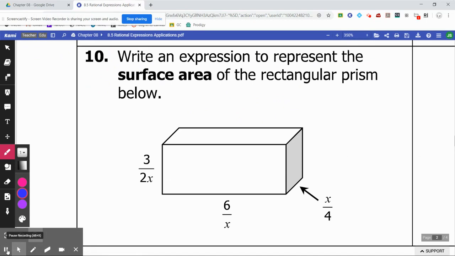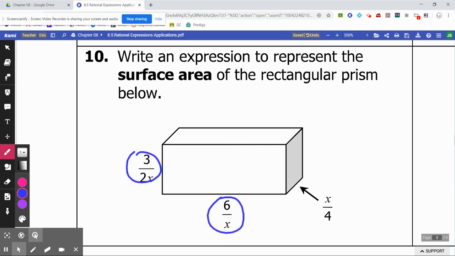Okay, number 10. It says write an expression to represent the surface area of the rectangular prism. Now, the way I like to do surface area, there are 6 surfaces here. There's the front, there's the back, there's the right, there's the left, there's the top, there's the bottom. Right and left, identical. Front and back, identical. Top and bottom, identical. So what I like to do is find the area of each of those and then just double it. So let's start out with the area of the front.